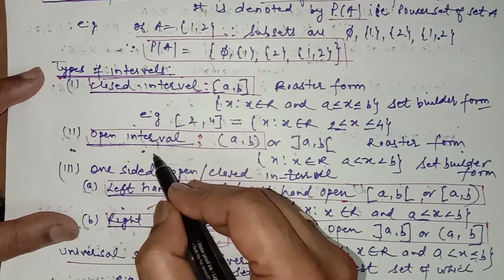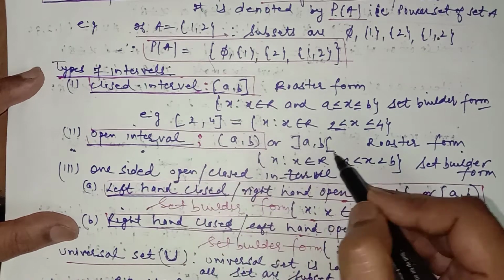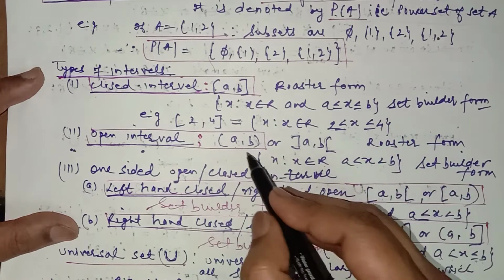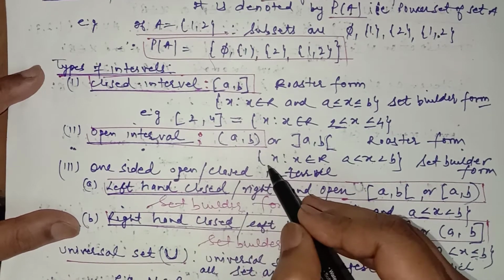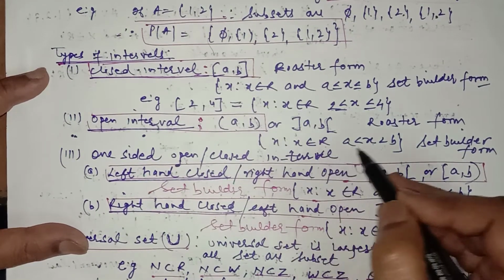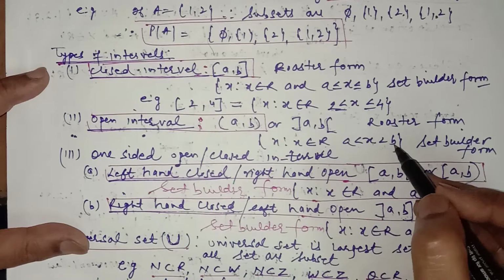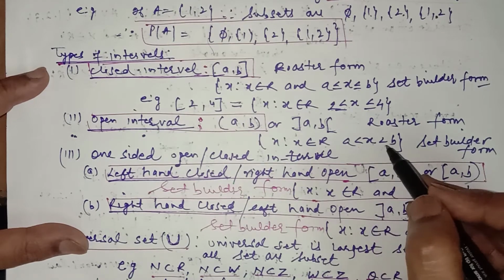Then we have the open interval. We can write the open interval with simple brackets, like this. This is the roster form, that is, the real numbers between a and b. It means a and b are not included. The set builder form is x such that x belongs to real numbers and x is greater than a and less than b, only greater and less, no equal sign. It means between a and b.